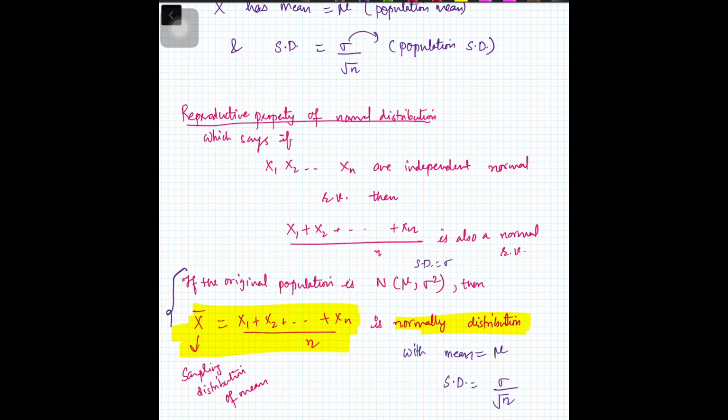This is a very important result, that if your original population is normally distributed, then we expect that the sampling distribution of mean, which I told you about in the last video, is also normally distributed with the same mean, but the standard deviation changed, right? So in the next video we are going to talk about a very important result, which is called the central limit theorem, which says even if your original population is not normally distributed, you can still expect this kind of behavior from the sampling distribution of mean.